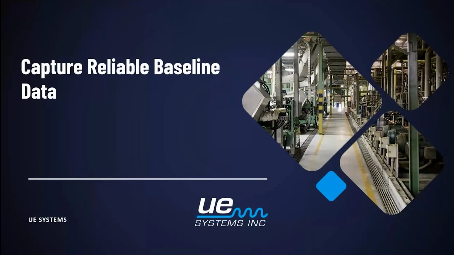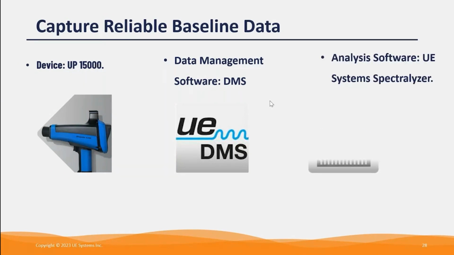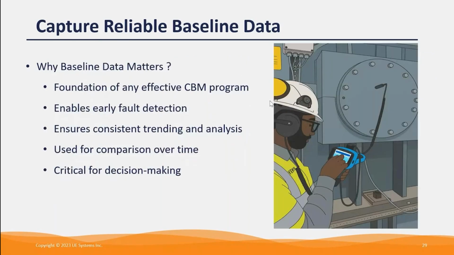To capture reliable baseline data, we need the UB15000, the DMS database management software, and of course Spectralyzer to start these measurements or capture the data. Why does the baseline matter? It is the foundation of any effective CVM program, enables early-stage fault detection, ensures consistent trending and analysis, is used for comparison over time, and is critical for decision making.